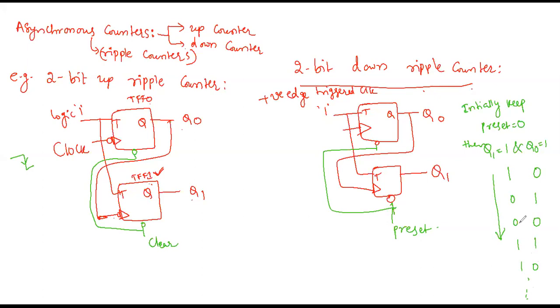And this is about the asynchronous counter. Here we did the 2-bit up ripple counter and the 2-bit down ripple counter. If I ask you to design a 3-bit up ripple counter, then add one more flip flop. That's all. Here also, if I ask you to design a 4-bit up ripple counter, add two more flip flops with negative clock edge triggering.